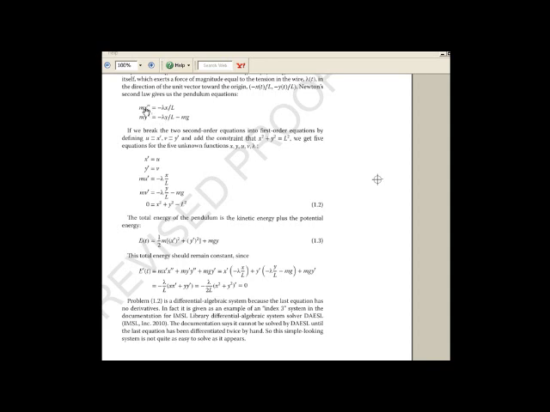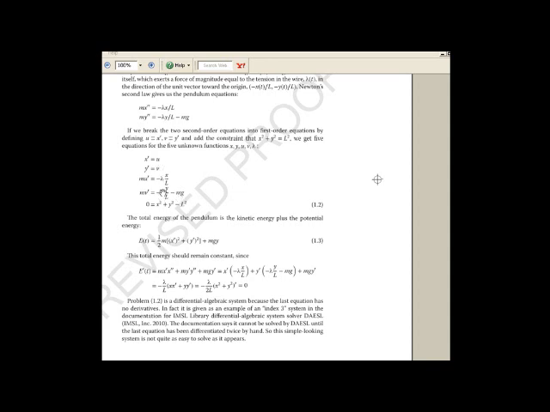But again, we have to break these into two first-order equations because PDE2D can't handle second derivatives in time. It can handle second derivatives in space, but not in time. So again, just like with the spring problem, we'll define x prime to be u and y prime to be v, and those will be our first two equations. Then this becomes m times u prime equals minus lambda x over L, and m times v prime equals minus lambda y over L minus mg.